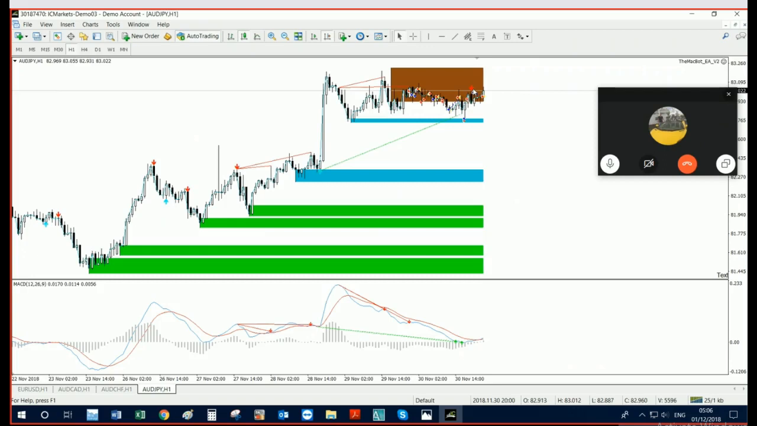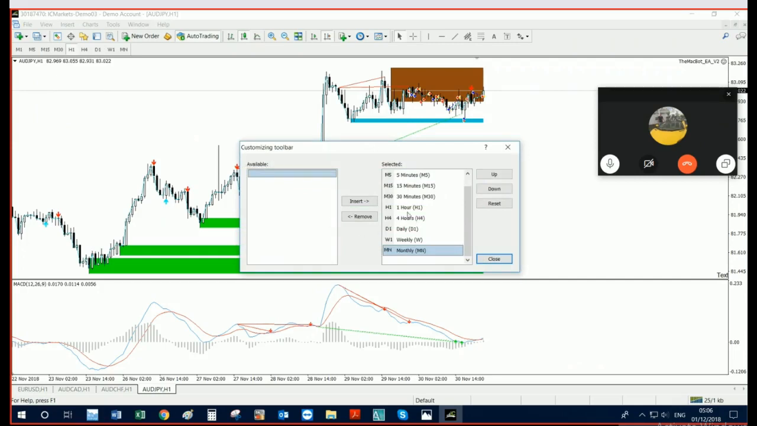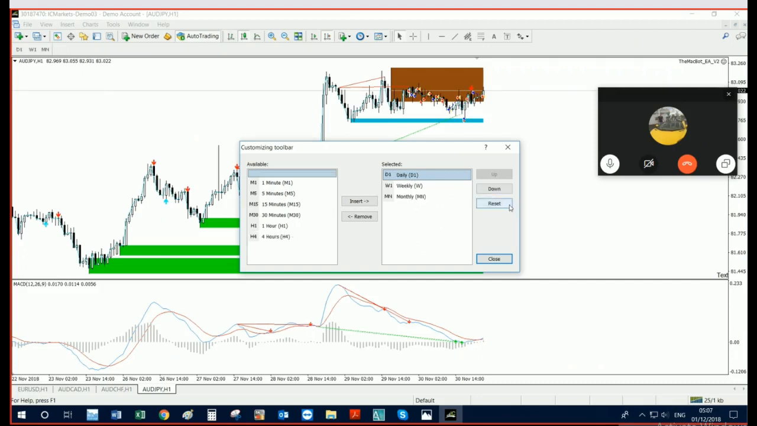So do me a favor here, see all these other time frames? Yeah. Delete all them and just leave monthly, weekly, and daily. So right click, customize, and remove 5 minute all the way down to the 4-hour. So just remove all them. Yeah, that's it. Remove the 4-hour, you don't need it. Okay, that's it.